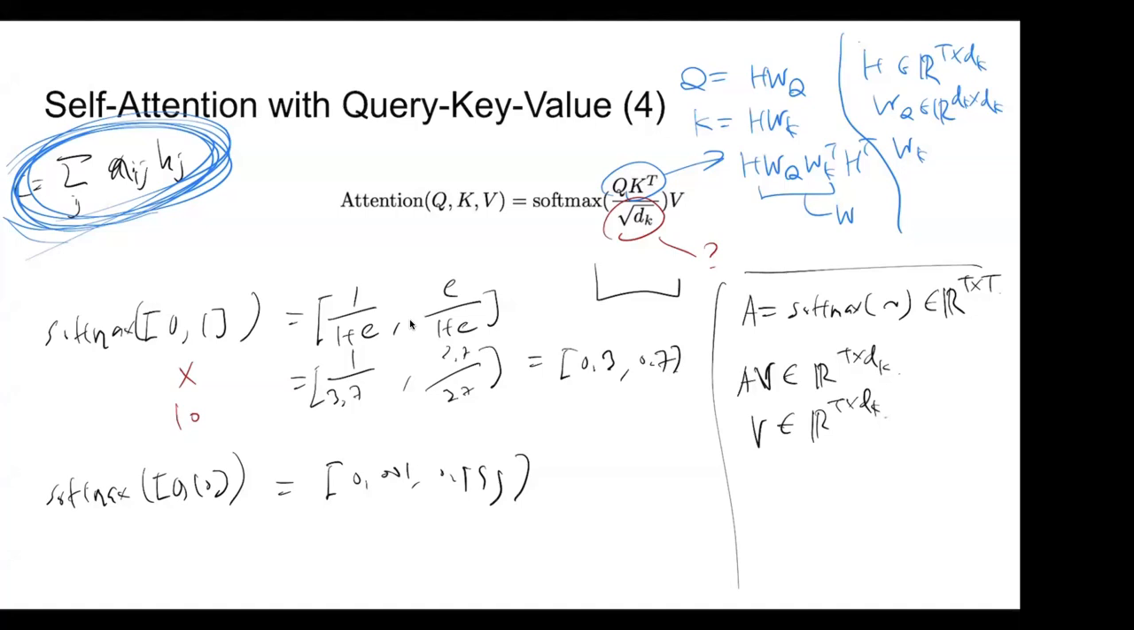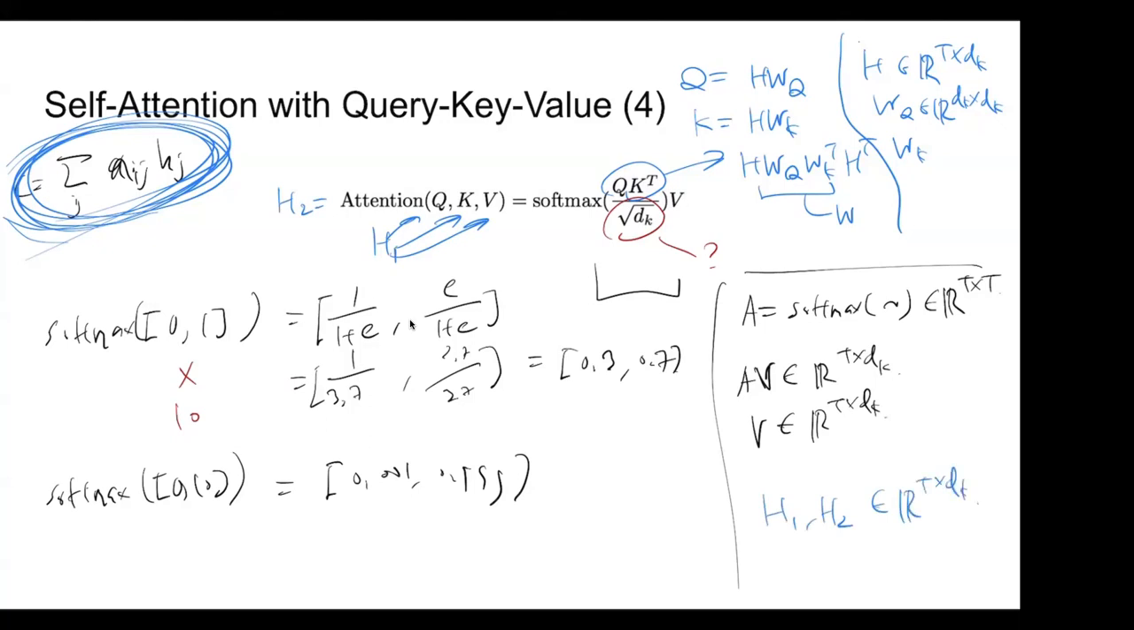But anyways, the attention QKV basically results in a matrix that has the same size as the input. What was the input? The input was H, right? So H is mapped to Q, K, and V, and by performing attention you have a new matrix. If this was H1, we can call this H2, and H1 and H2 have the same size. Both are T by dk matrices.